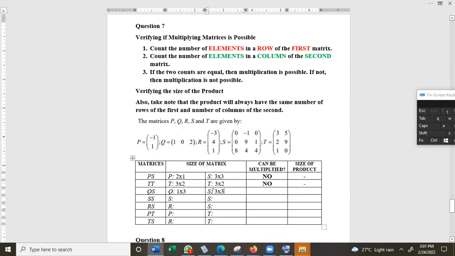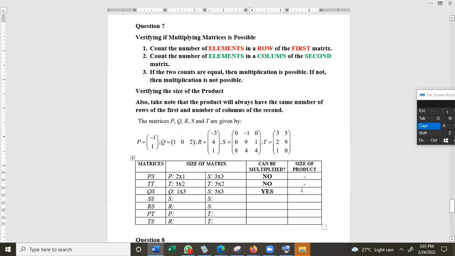Let's just prove it. Count the number of elements in the row of the first. 1, 2, 3. So we need 3 elements in the column of the second. Look at the column of the second. How many elements are there? 1, 2, 3. So first to first, second to second, third to third. Yes, multiplication is possible.